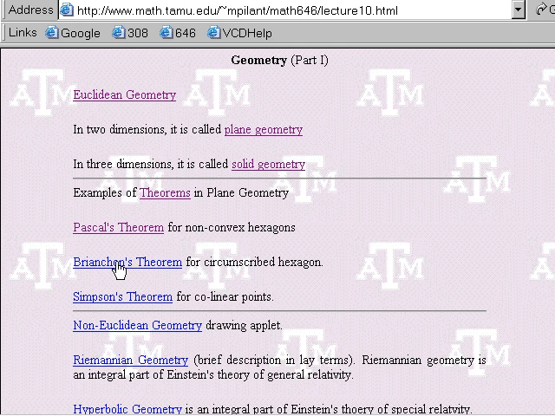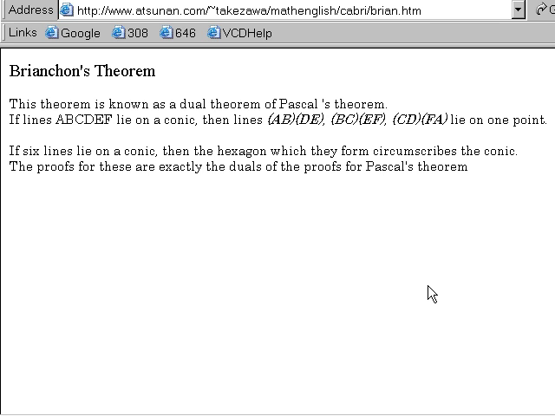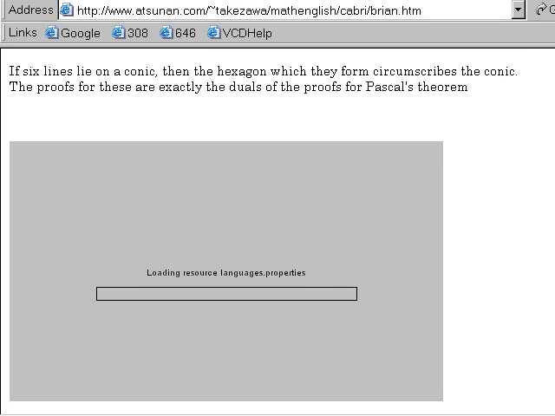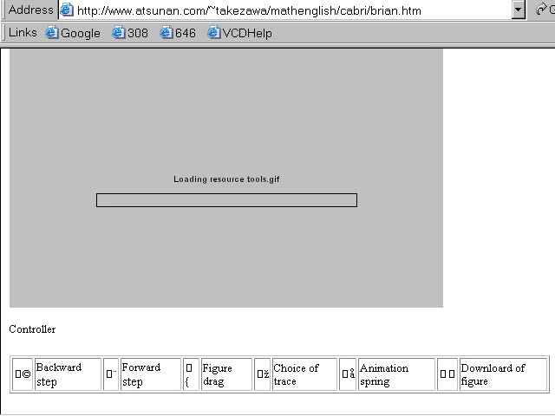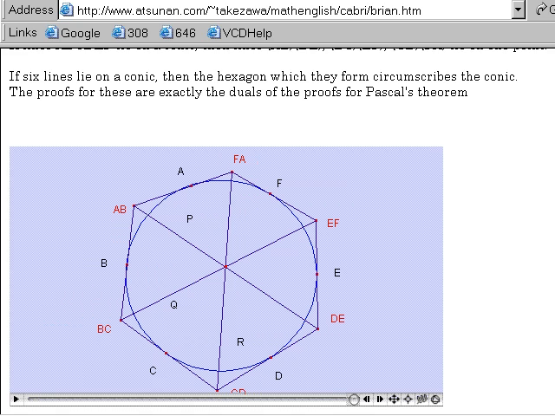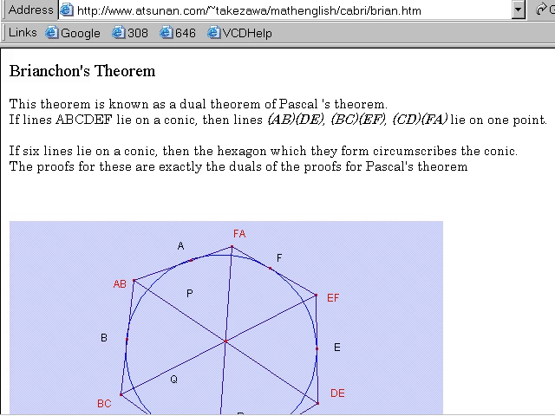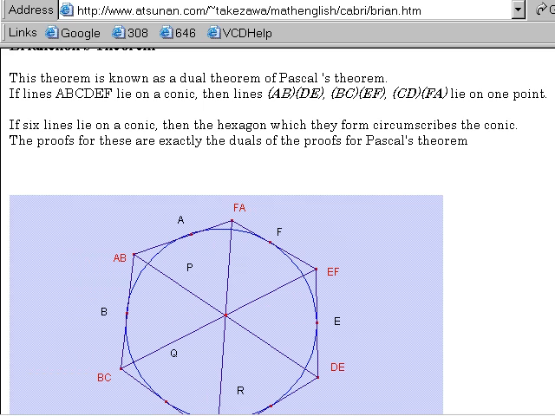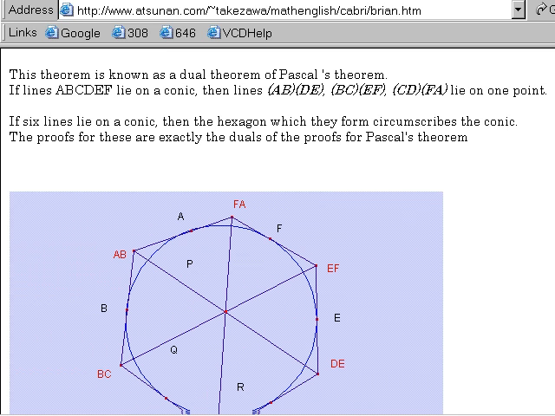There's another one. Let me download this before you all. Okay, this is a proof that if you take A, B, C, D, E, and F, and all of these lie on a conic, for example a circle, then the lines AB, BE, etc. all lie on one point. So if we move this around, it actually constructs it here. Let's rewind.